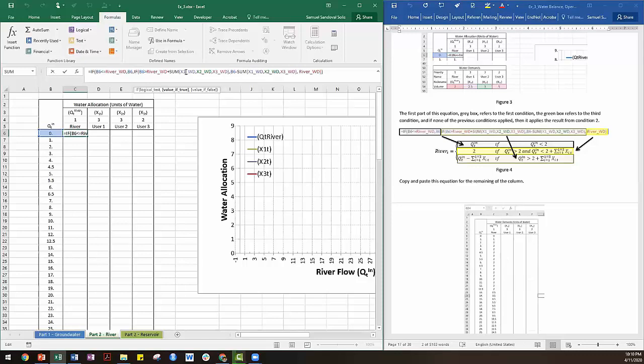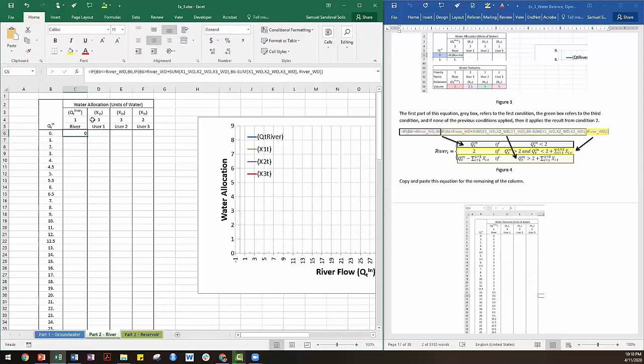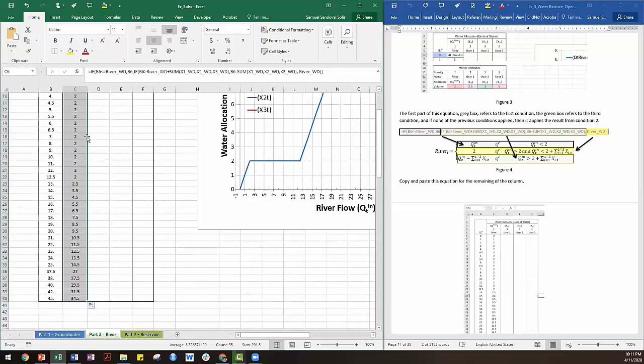So if this available storage is greater than the river plus the sum of all of them, then it will be this available water minus this. This is when the river has more water than 2. Otherwise, it will be 2. So that's what this says. These are the values of the river, as you can see here.